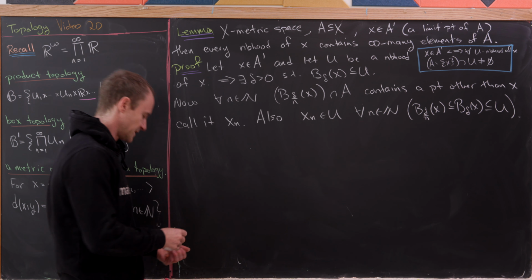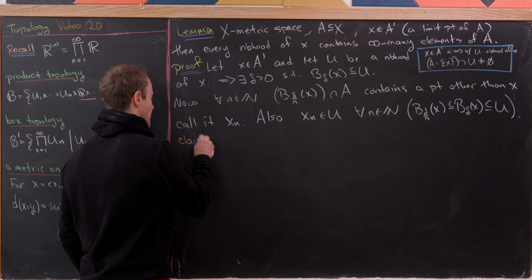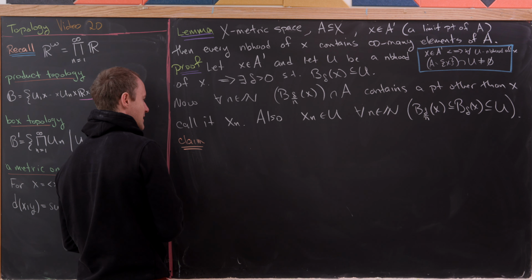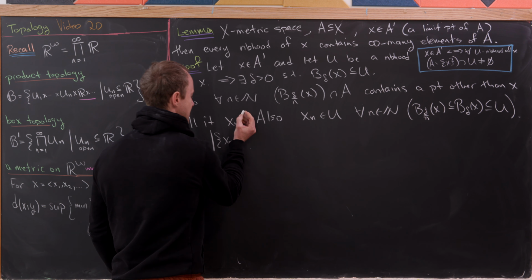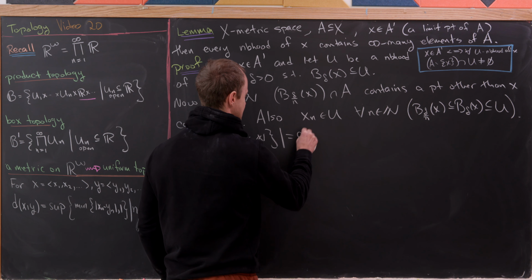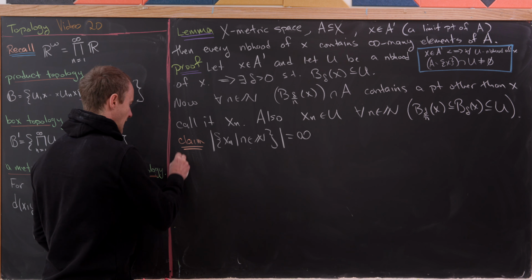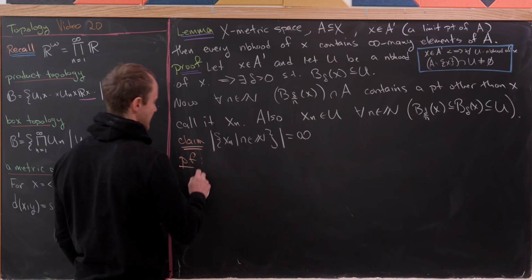Okay, good. And now we can finish this whole thing off with a claim. And that claim is, well, we have in fact constructed our infinite set. So in other words, the set of all of these x_n's is infinite. And the proof of this is not too bad. And it goes something like this.